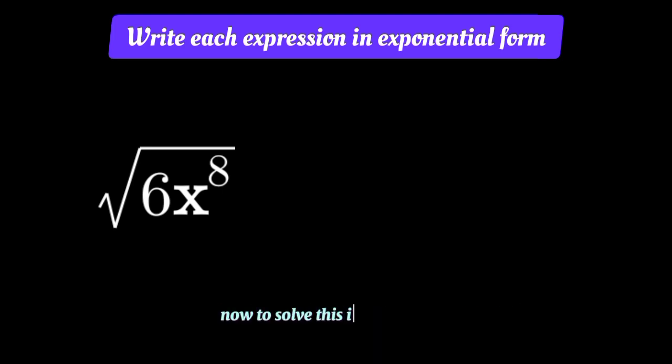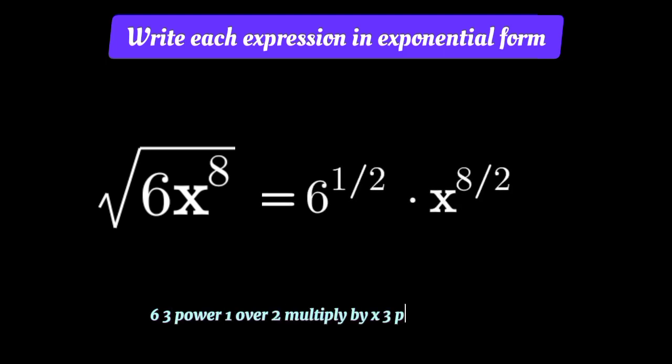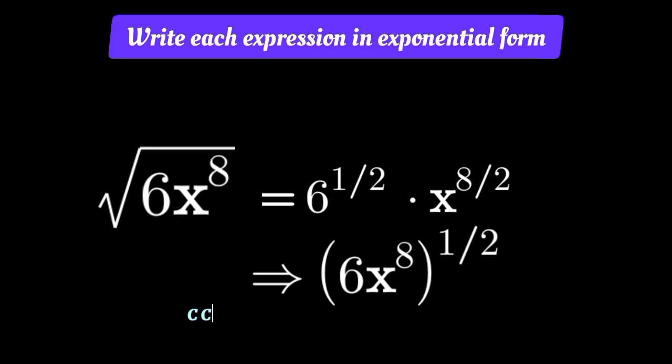Now, to solve this is quite simple. We have to split the numbers that are under the square root, which are 6 and x to the power 8. So the answer can just go like this: 6 to the power 1 over 2 multiplied by x to the power 8 over 2. Or we can write it as 6x to the power 8, all raised to the power 1 over 2. So that can also be our answer. For now, I'm going to stop solving these examples. You can find other examples and practice more.